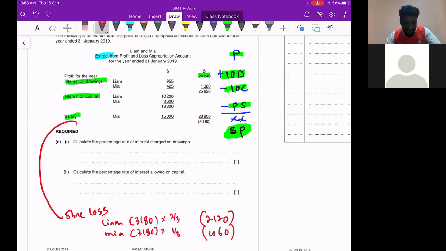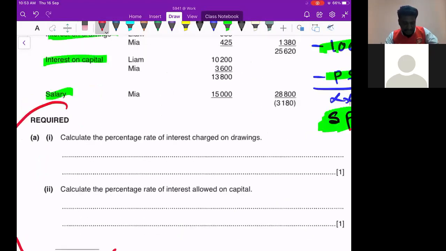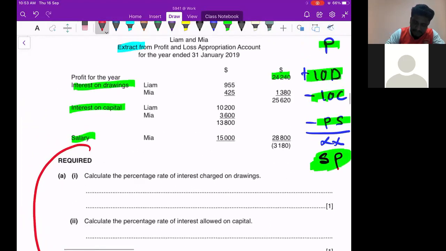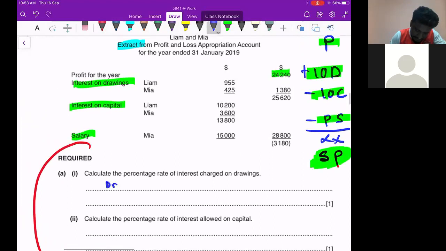Okay, so we answer question A. Calculate the percentage of the rate of interest charged on the drawings. Before that, let me write the formula first. What is the formula? Drawings times the percentage, we get the interest on drawing. They didn't specify Liam or Mia. It's up to you, both will give you the same answer. So I'll take Liam.